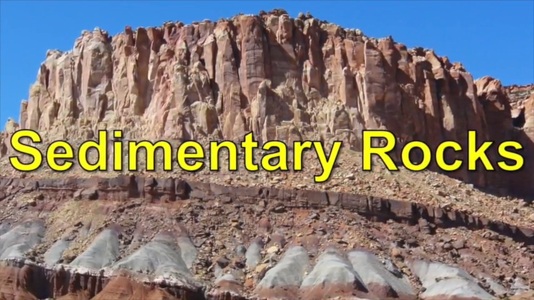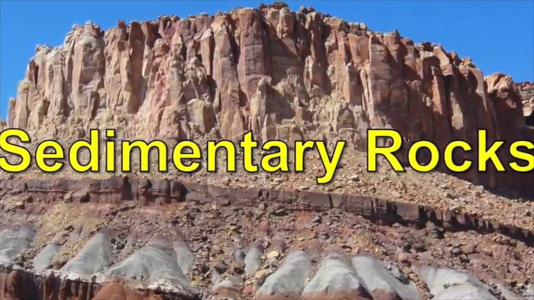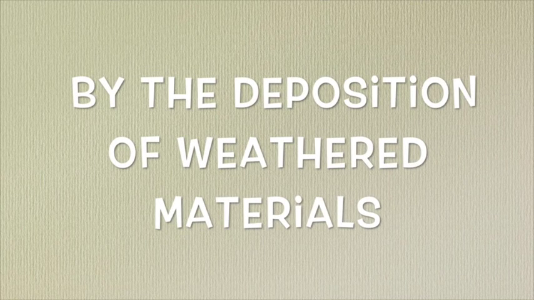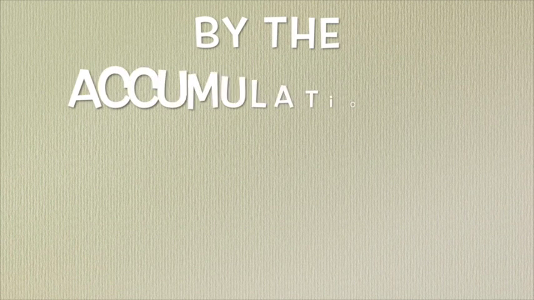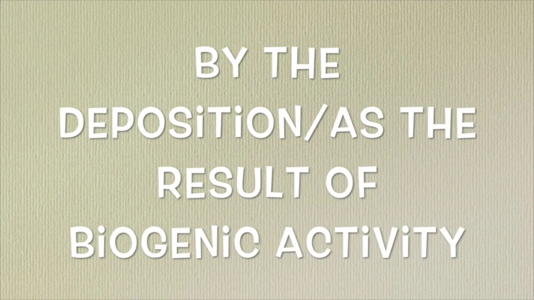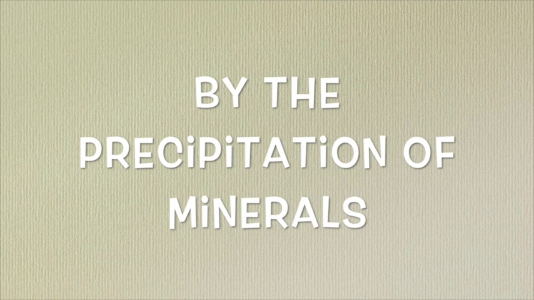A sedimentary rock is one of the three main rock groups, along with igneous and metamorphic rocks, and it is formed in four main ways. Firstly, it can be formed by the deposition of weathered remains of other rocks, known as clastic sedimentary rocks. They can also be formed by the accumulation and consolidation of sediments, by the deposition of the results of biogenic activity, and finally by the precipitation of minerals from solution.